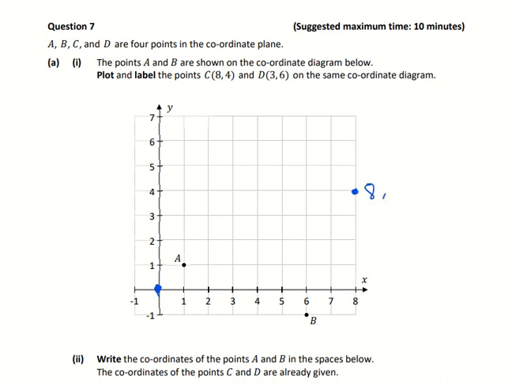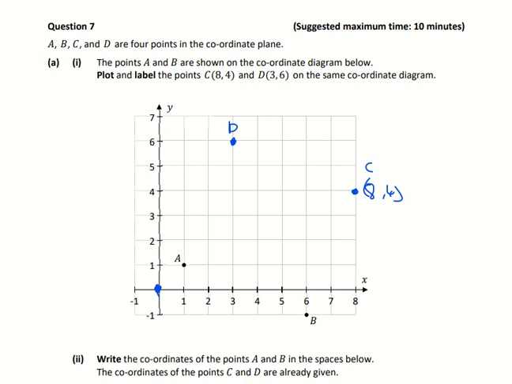So that's the point 8, 4. So that is the point C. Then I'm going to go to D, so I'm going to go across to 3 first and then up to 6. So it'll be up here, so that's the point D. And that's all you have to do for that part.